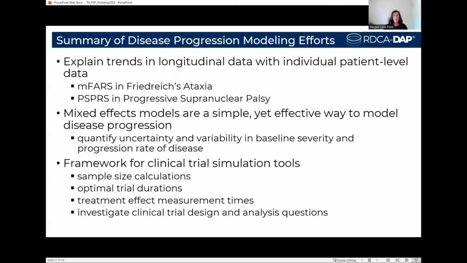And what we really want to emphasize is the potential utility of these models in providing the foundation to support clinical trial design with sample size calculations, determination of trial durations, measurement timing, and any other design or key analysis questions that can be addressed through clinical trial simulators, and ultimately generating insightful and actionable solutions.